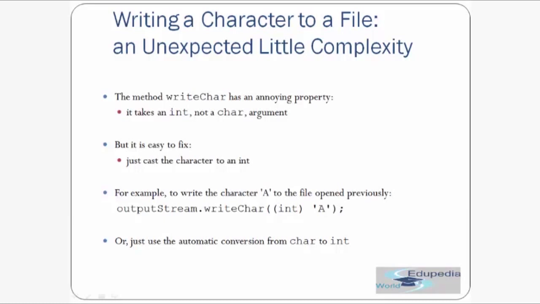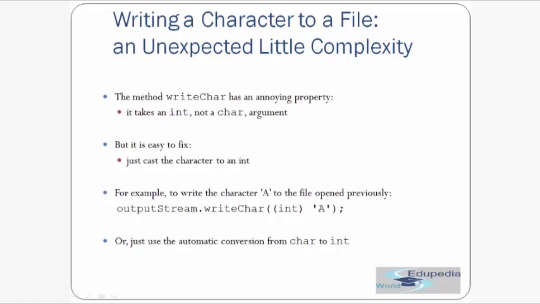Well, the method write char has an annoying property. It takes an int, not a char, as its argument. But it's easy to fix. Just cast the character to its int. For example, to write a character A to a file opened previously, we can write OutputStream.write, then (int) cast the char, and after that we can pass A.